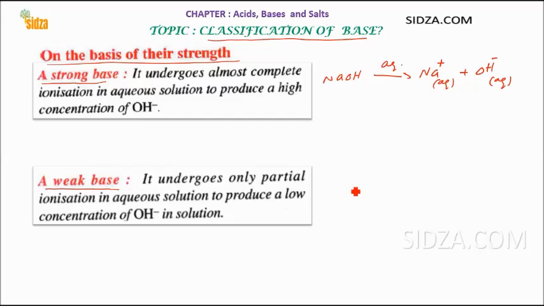So that means there is an equilibrium in a weak base, like ammonium hydroxide, NH4OH. It dissociates partially in the aqueous solution in water, so you get the NH4 plus ions and hydroxide ions. But the compound dissociates partially, that's why you have an equilibrium here. So weak bases produce a smaller number of hydroxide ions, and strong bases will produce a larger number of hydroxide ions. Hope you got the concept.